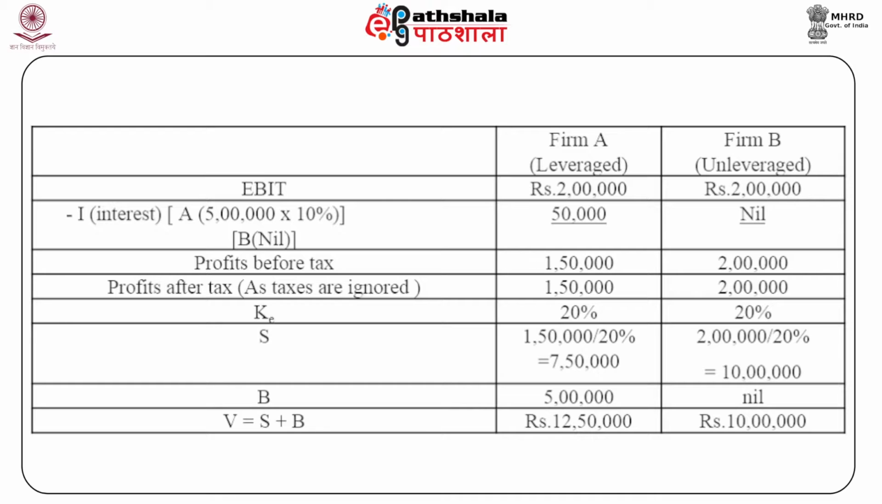Consider firm B in the last column. This is unlevered. EBIT is 2 lakhs. Interest is nil. The entire profit after tax is 2 lakhs, and the capitalization rate is 20%. So this gives us the equity portion of the value as 2 lakhs divided by 20%, which is equal to 10 lakhs. Since the value of the debt is nil, the overall value of the firm in this case is 10 lakhs. Now you can visibly see that the value of the levered firm is more than the unlevered firm.